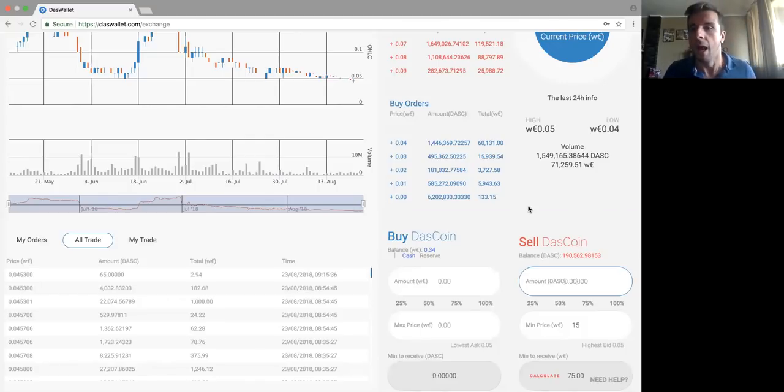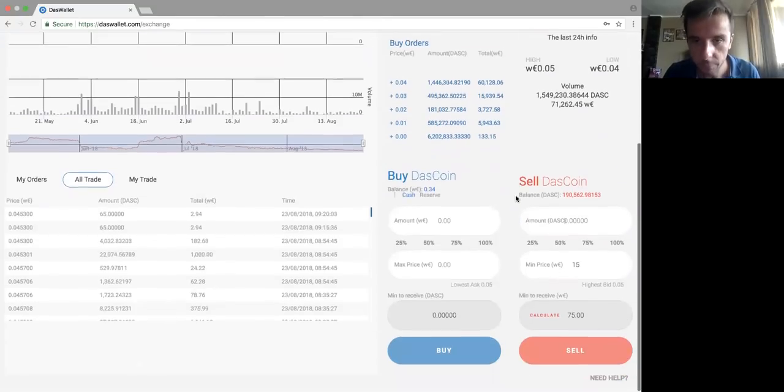Okay. Again, this information tells you the highest and the lowest on the 24-hour mark, so the latest 24-hour info. This is the total volume in DasCoin and the total volume in web euros. The total volume means literally the total volume, so all the buy orders, all the sell orders, all together.